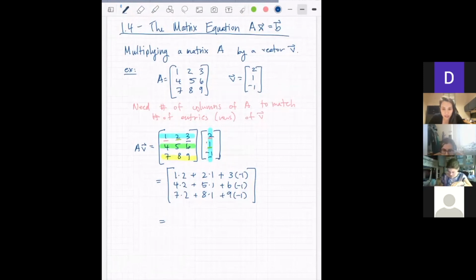So actually adding these things together, we get 4 minus 3. So the first entry is 1. We get then 8 plus 5 minus 6. So it's 8 minus 1, so 7. And then in the last one, we get 14, also minus 1, so 13. Okay.